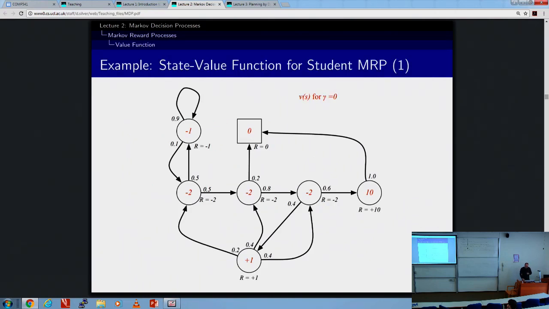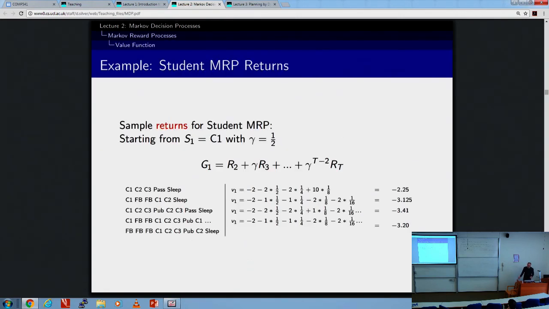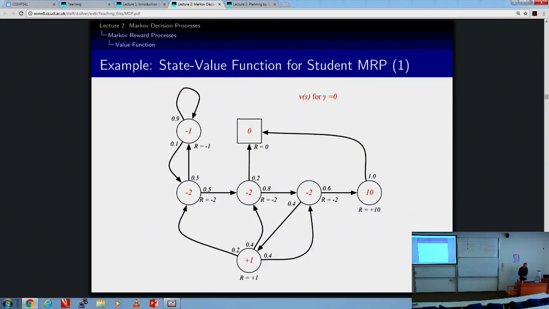Okay, the next question is, I know how to calculate this value function given an episode, but if this guy is traveling around in this state space forever, how do I assign a particular value to a particular state? So how do I do this? This is the actual value. These are the correct values for each state.